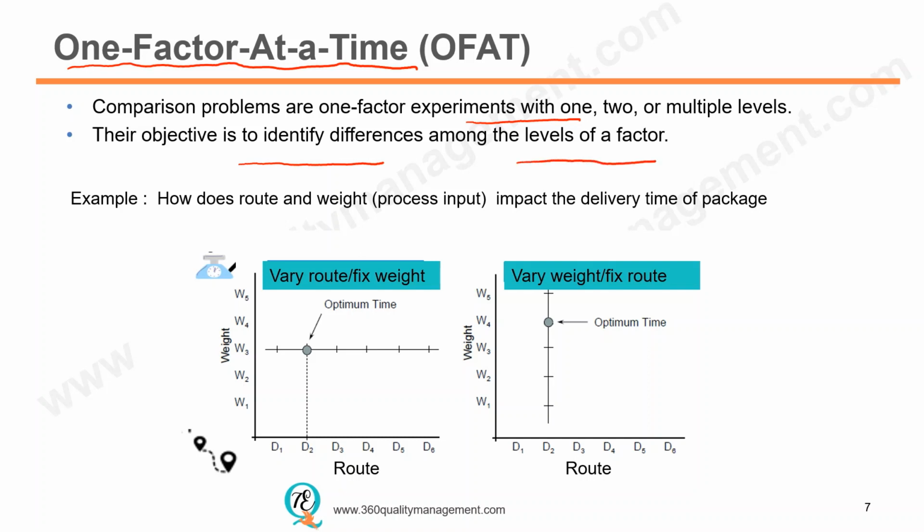In our package delivery example, we would like to know how the route and the weight, which are the process inputs or factors, will impact the delivery time, which is the Y, or the response of the experiment. So in this case, there are only two factors to be studied, where we will vary the route and then fix the weight, or we vary the weight and then fix the route, to check which one has a bigger impact.